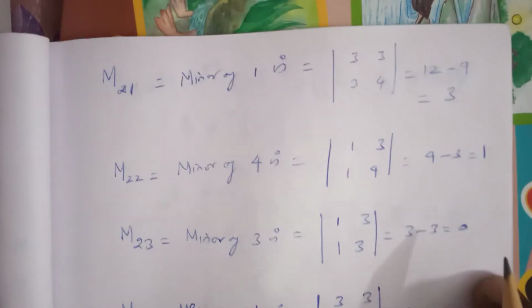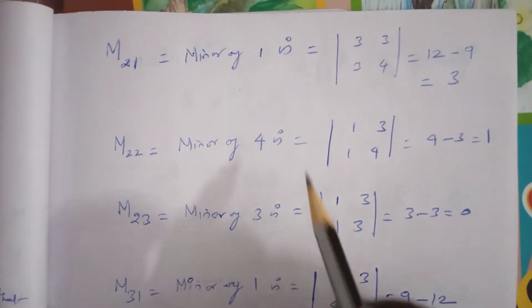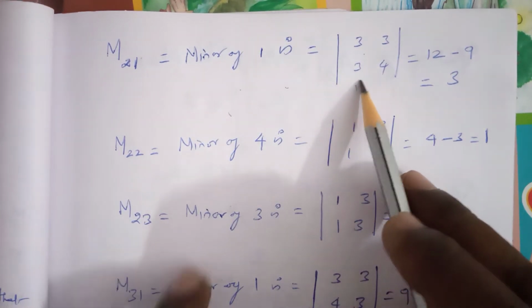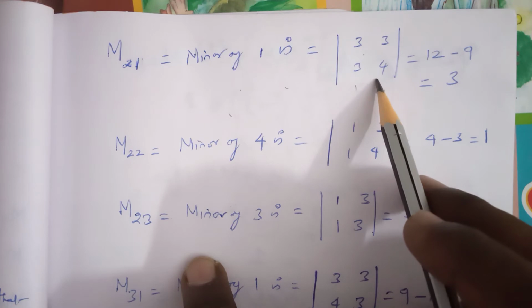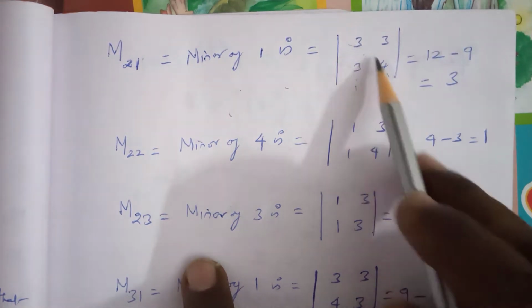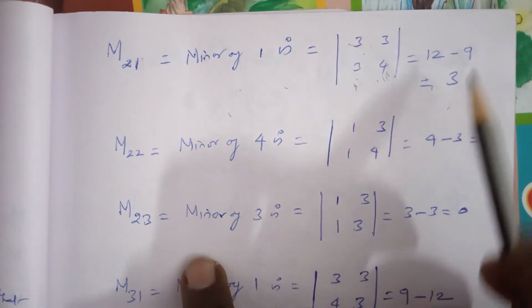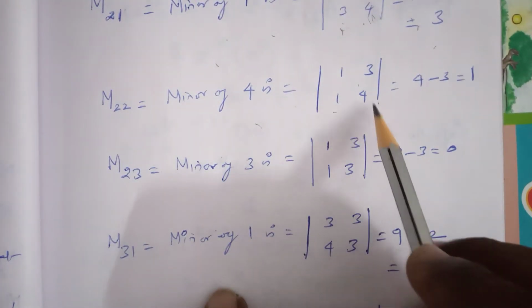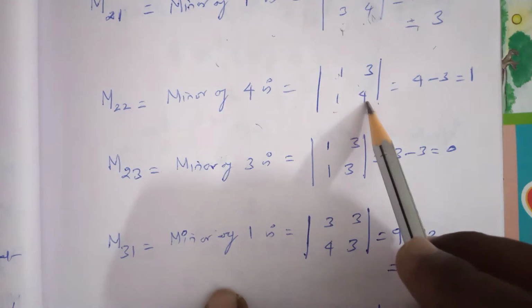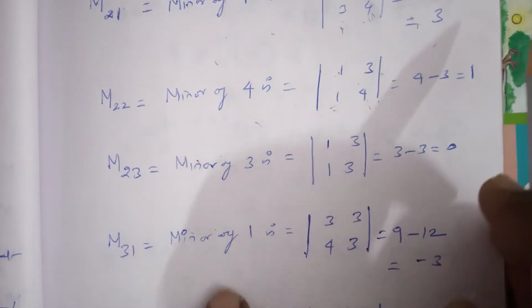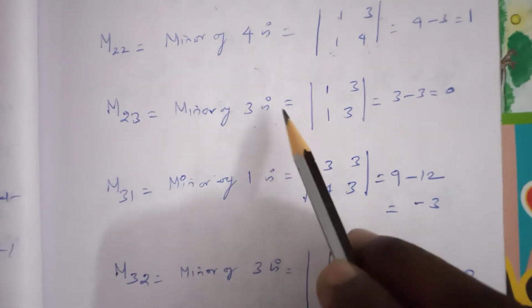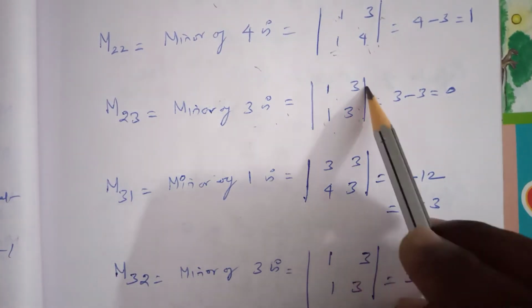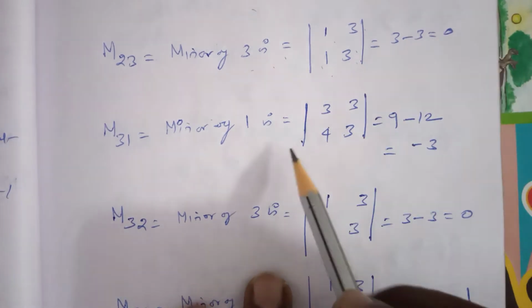And the minor of second row first column, M21, is 3, 3, 3, 4. So 3 into 4 is 12, minus 9 equals 3. M22: the remaining values are 1, 3, 1, 4. Cross multiply: 1 into 4 is 4, 4 minus 3 equals 1. M23: the remaining values are 1, 3, 1, 3. Cross multiply: 3 minus 3 equals 0.